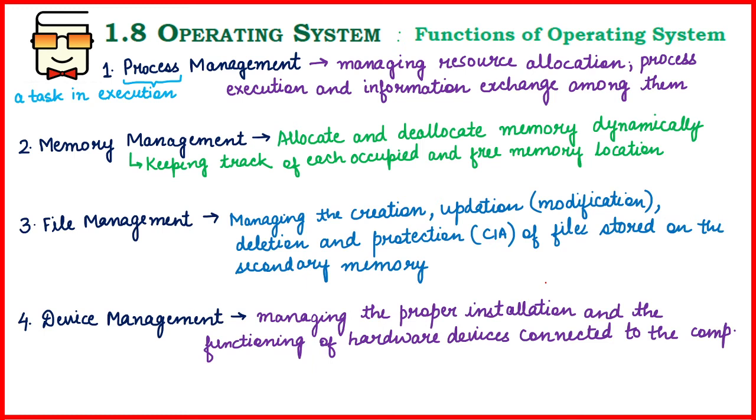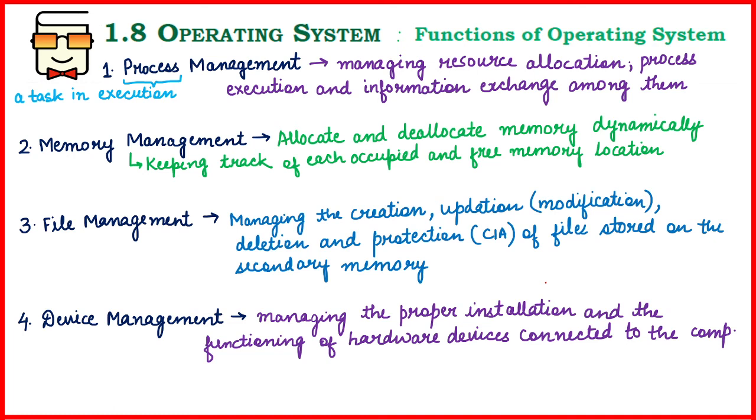Okay, so I have summarized these 4 main functions of the operating system in this slide. You can pause this video and jot down these points for your exam. So coming to the most important points for each of these, first is process management. Firstly, you must know what a process is. It is a task in execution. And what does process management mean? It means managing all the resources that must be allocated to different processes, managing the execution of different processes, as well as overlooking and maintaining the information exchange among these processes.